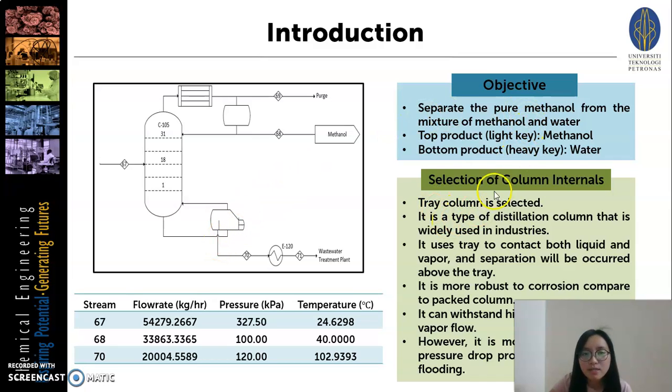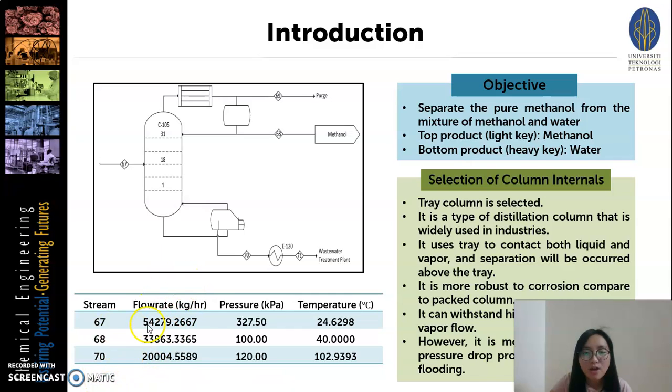The column internal used to design this column is a tray column. It is a type of distillation column that is widely used in industry. It uses trays to contact both liquid and vapor, but the separation occurs above the tray. Besides, a tray column is more robust compared to a packed column. It can withstand a high range of liquid and vapor flow. However, it is less efficient for high pressure drop processes that will lead to flooding. Therefore, the control system of the flow transmitter in this column should be well designed to prevent the column from flooding.